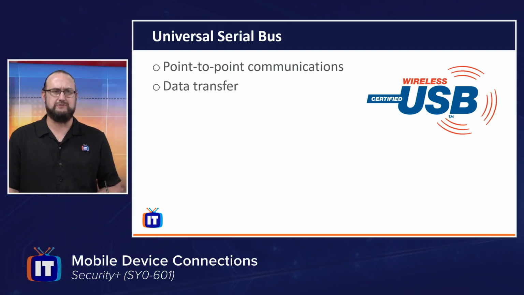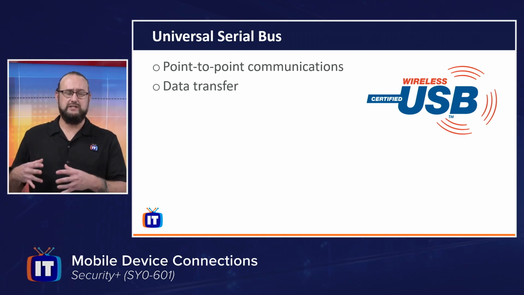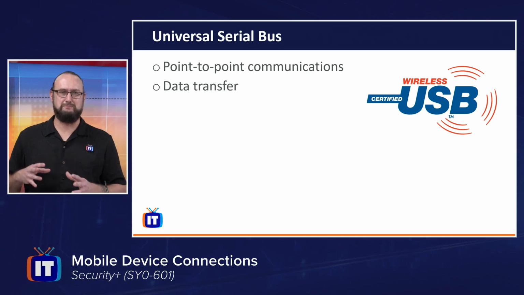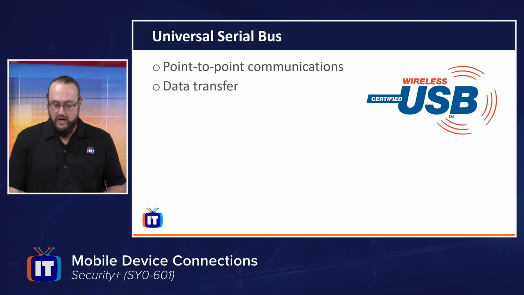That's right, Dan. There are some things that we need to know when it comes to USB. USB is a point-to-point communication standard, and it's basically used for data transfer. One of the things I want you to keep in mind is that you could have this kind of like a hub and spoke network. Up to about 126 devices can be connected to just a single port.